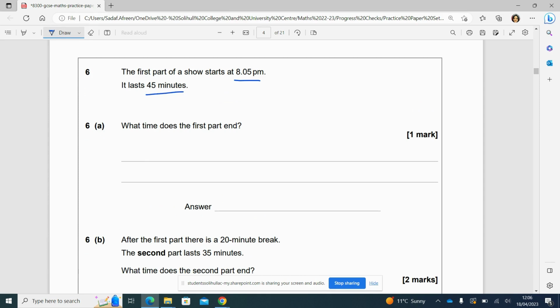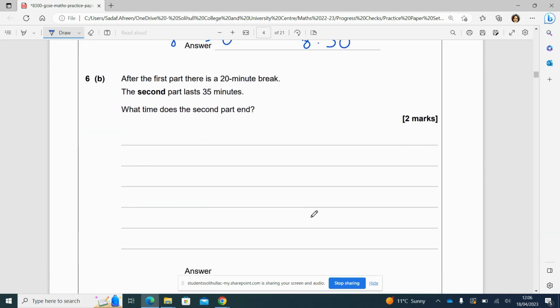So that gives you 8:05, and add 0:45 to it, and that gives you 5 plus 5 is 10, 0, 1 carry forward, 4 plus 1 is 5, okay, and 8 plus 0 is 8. So your answer will be 8:50.